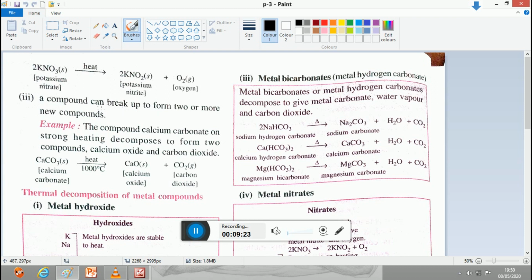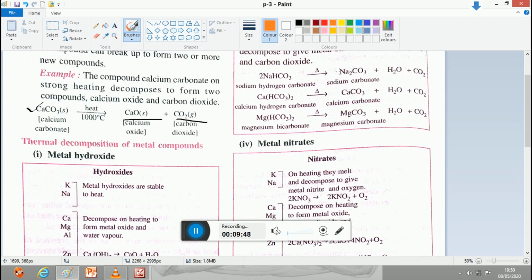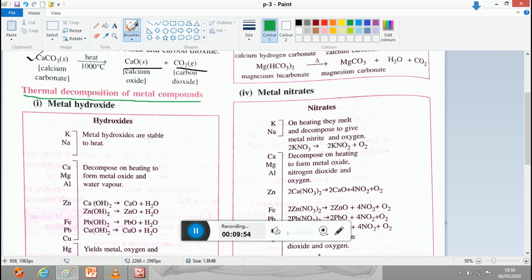In the next case, a compound can break up to form two or more new compounds. Calcium carbonate breaks to produce calcium oxide and carbon dioxide. Decomposition reaction can also produce an element and a compound. Step by step, we'll observe the thermal decomposition of different metal compounds.